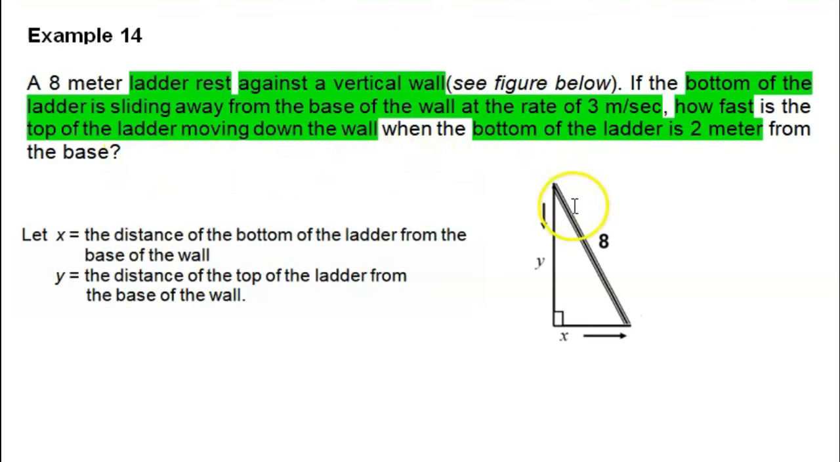Here we have the ladder, which is 8 meters in length, placed against a vertical wall. x is the distance of the bottom of the ladder from the base of the wall, and y represents the distance of the top of the ladder from the base of the wall.